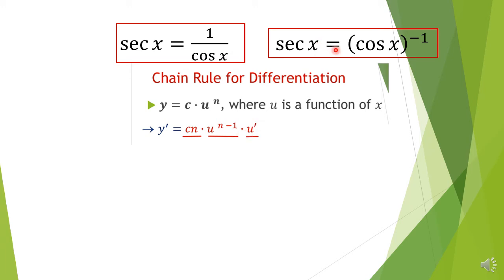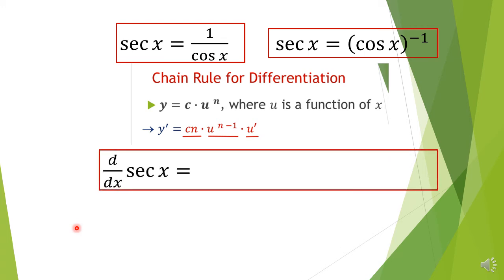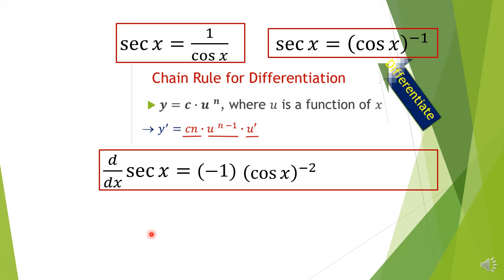Yan. So since the understood coefficient of this is 1, yan, we can just bring down the exponent negative 1 here. So for our first factor, we have negative 1, and then the second factor coming from the base raised to exponent minus 1. Negative 1 minus 1 is negative 2. So that means we will have cosine x being raised to negative 2. And then the last factor will be the derivative of the base we just copied. So derivative of cosine x will be negative sine x.